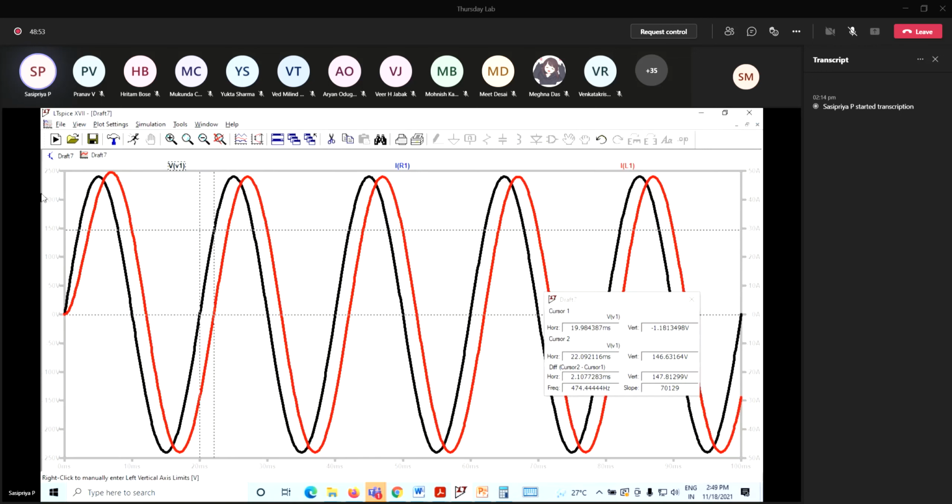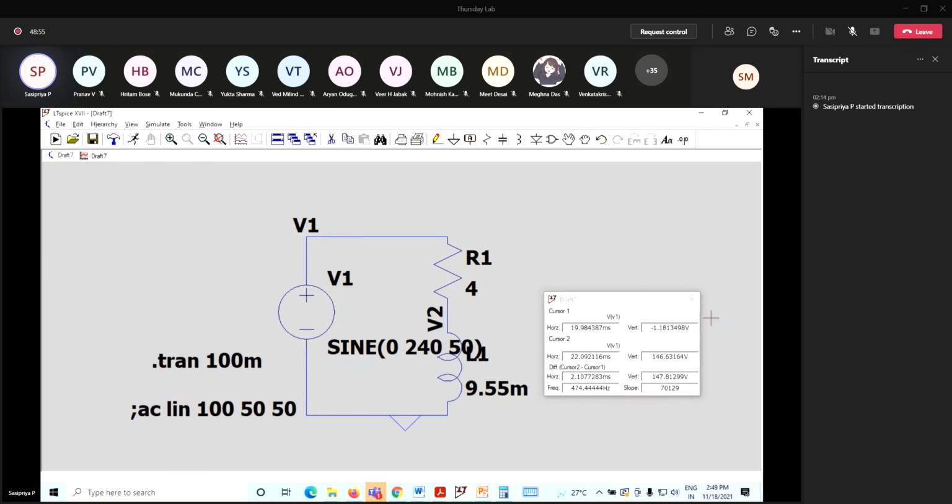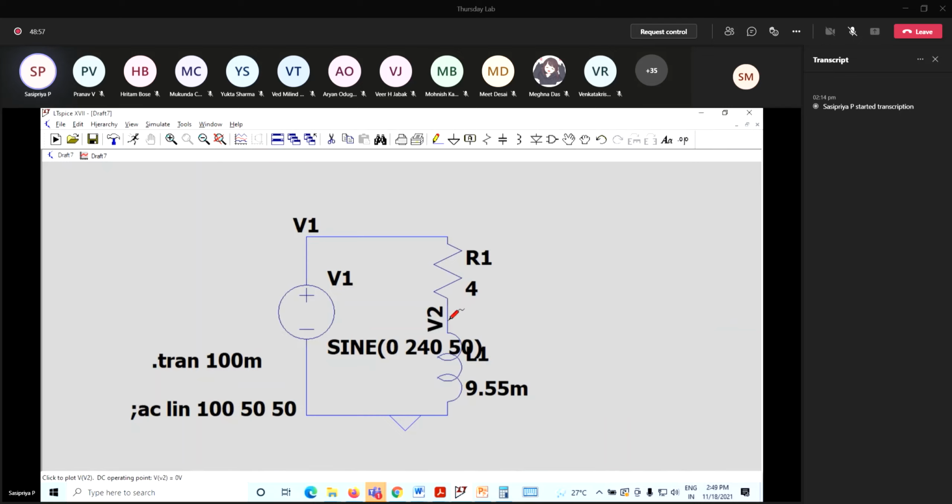So how do I do this? See here, I have to plot VL. When I keep my probe here, it's nothing but the voltage at this node, that is the inductor voltage: voltage at this node with respect to ground. Now the resistor voltage is the voltage between these two nodes. You remember, right? Just place your cursor, drag it and place it on the other side and leave it.